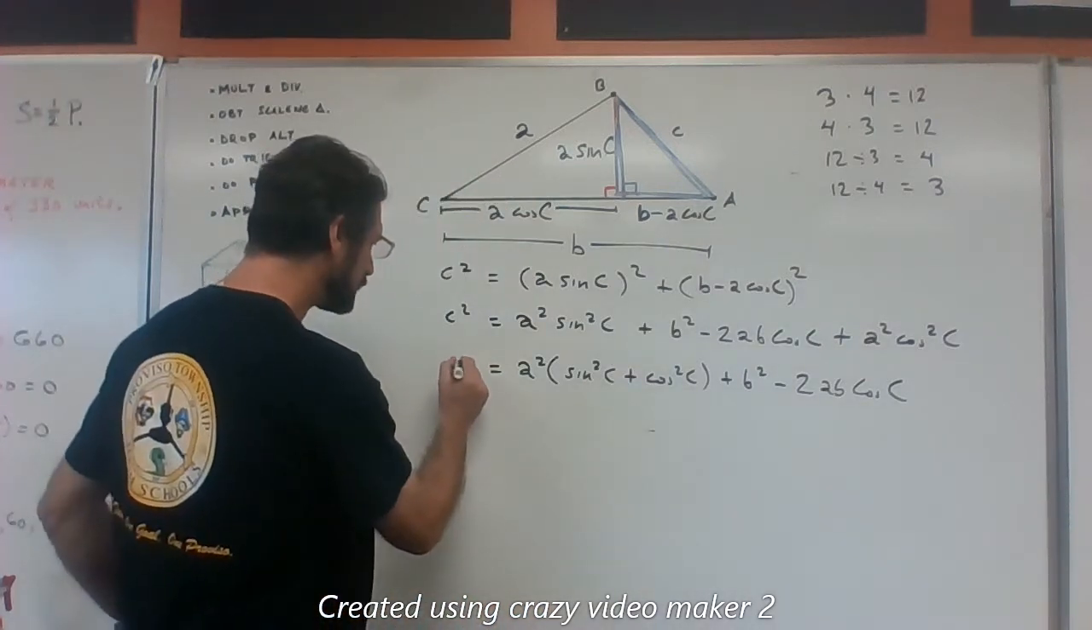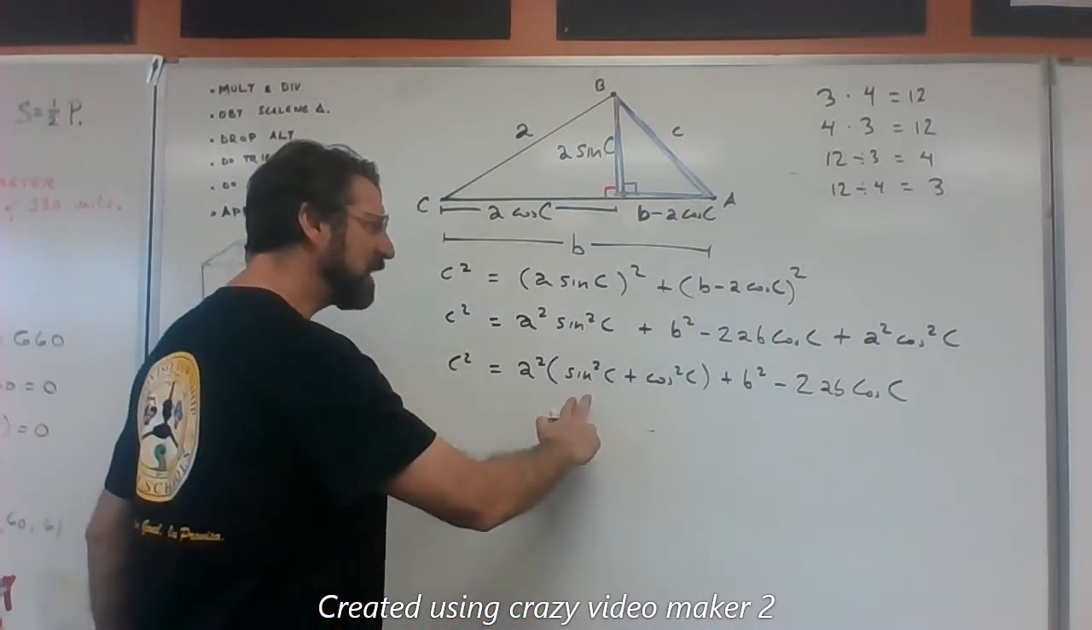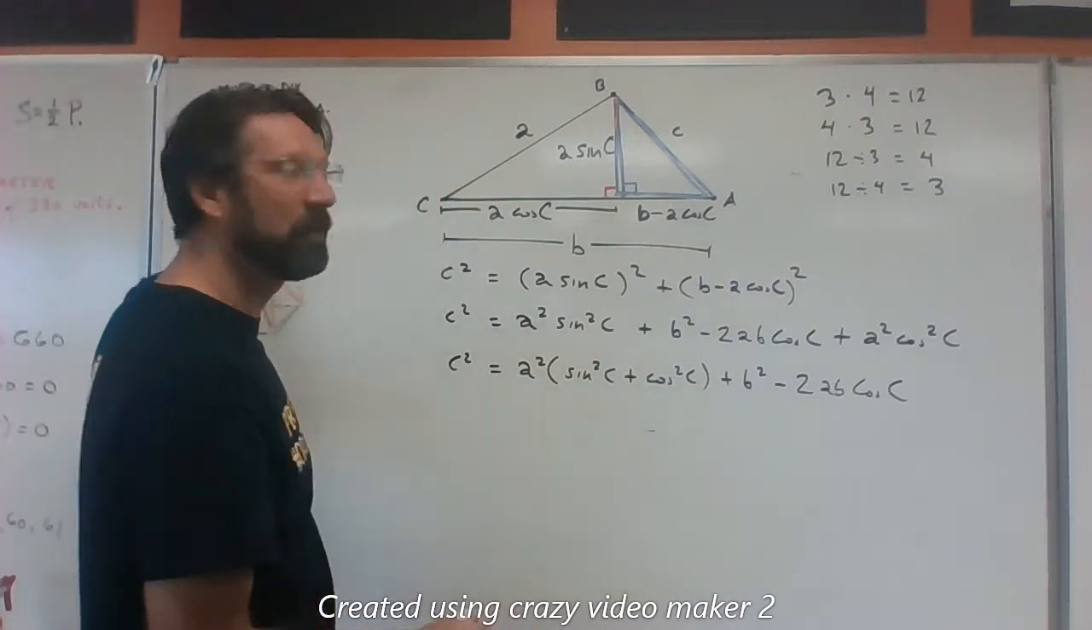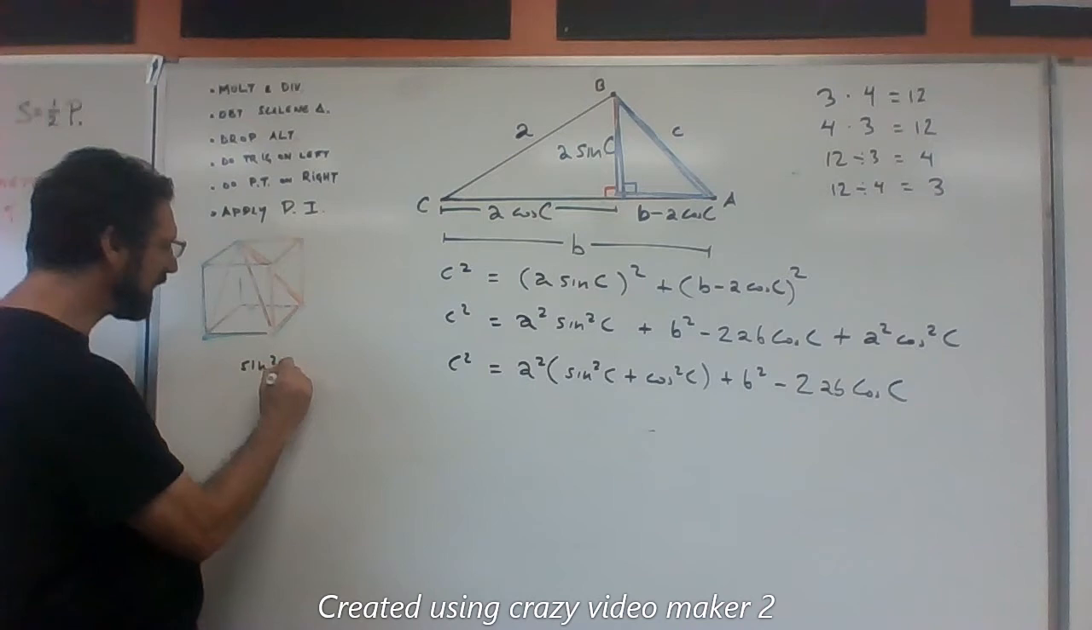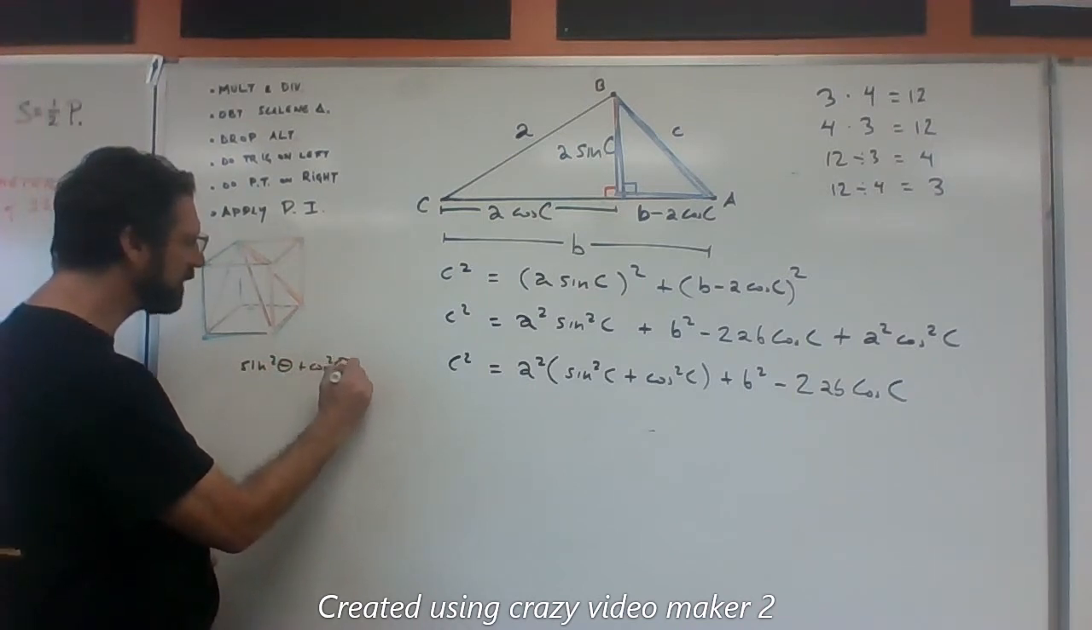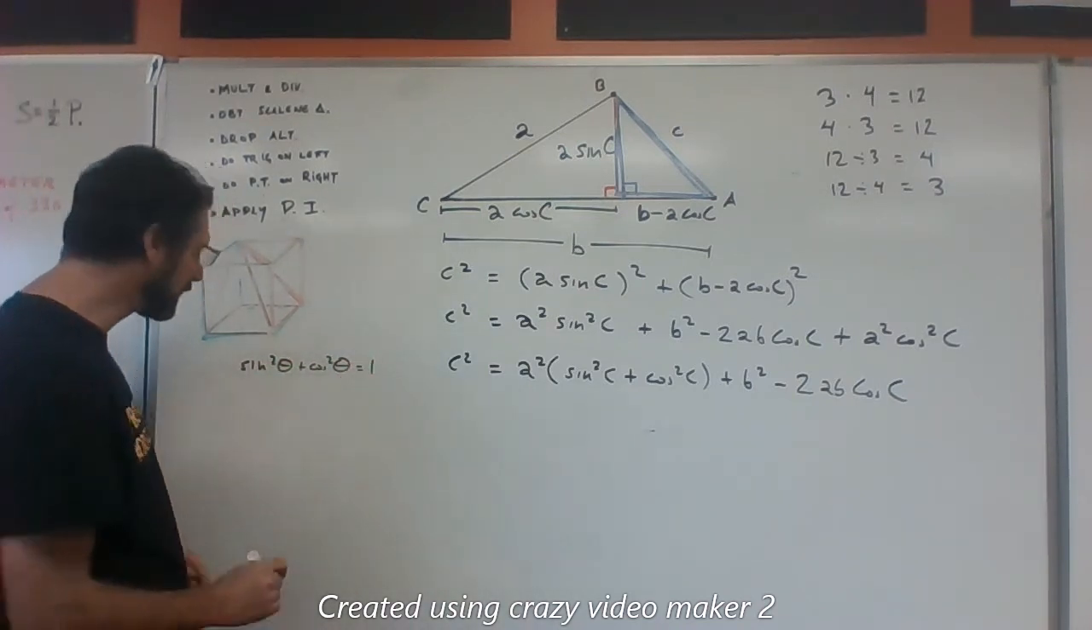So, hey, look. Sine squared plus cosine squared. We're about to apply the Pythagorean identity. Now, of course, you remember that the sine squared of theta plus the cosine squared of theta equals 1. Lots of projects worked on that.